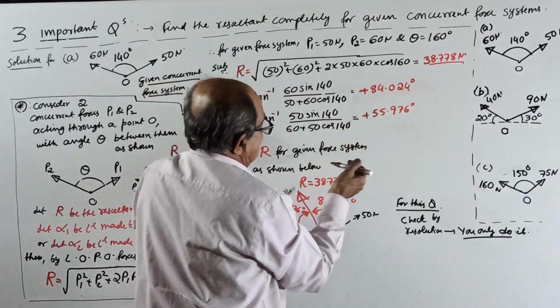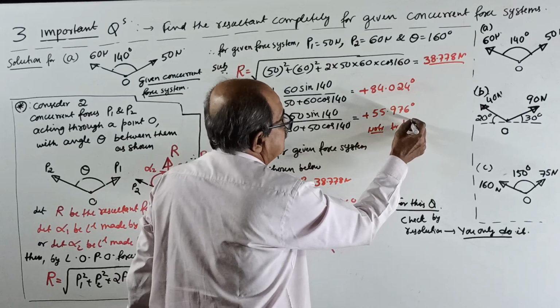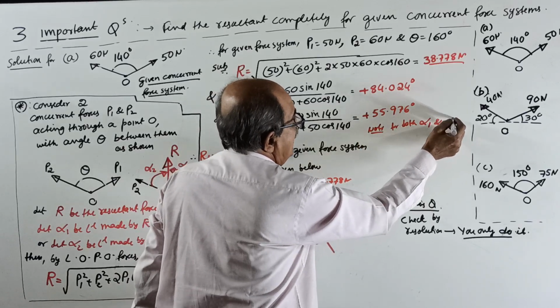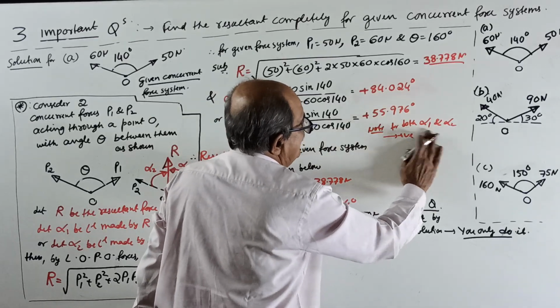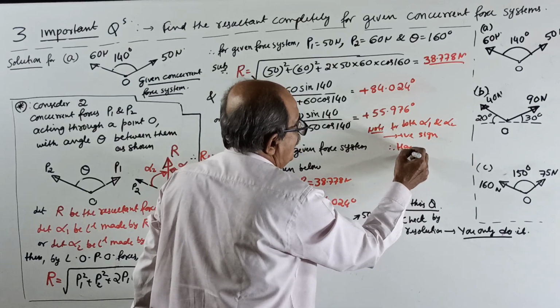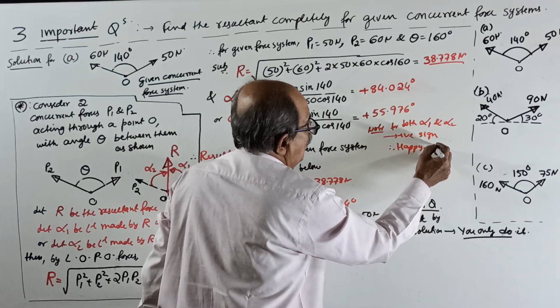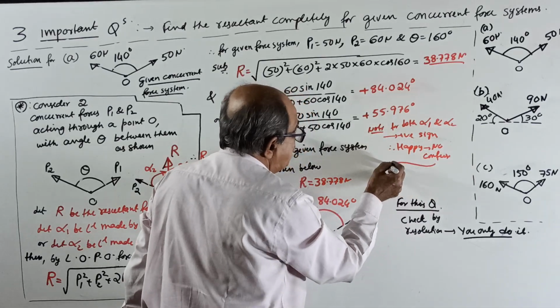See, write a note here. Note, for both alpha 1 and alpha 2, we got positive values, positive sign. Therefore, happy. Why happy? Because no confusion. Therefore, directly present the answer.